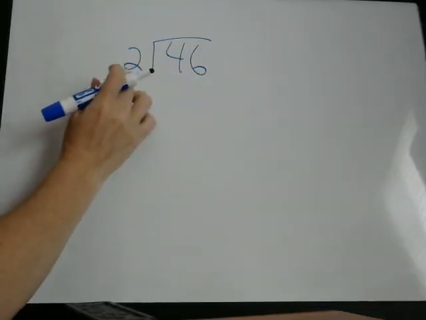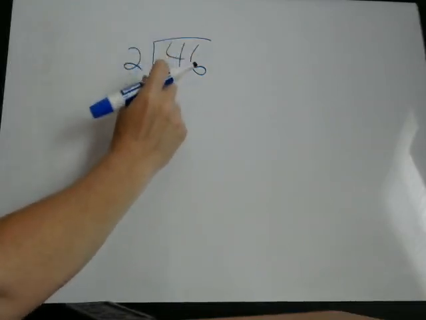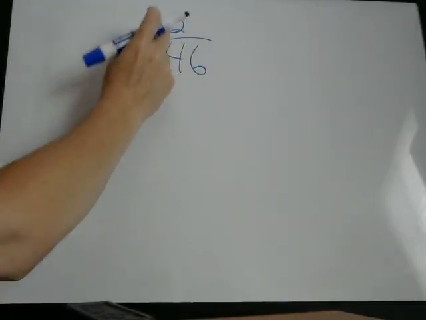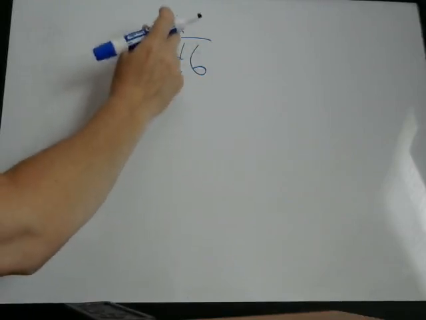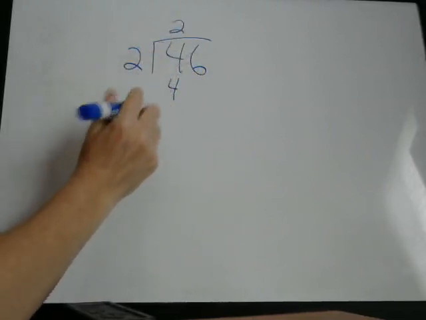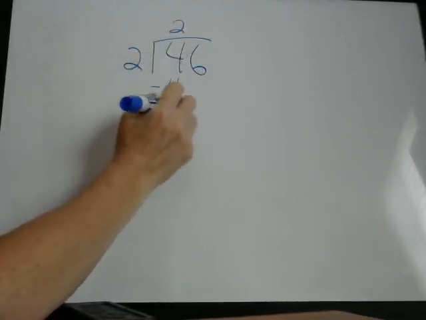So we're just going to look first at the 4. How many times does 2 go into 4 without going over? Well, 2 can go into 4 2 times. So just above the 4, we write 2, our answer. Then we do a multiplication. 2 times 2 is 4, so we write that below our 4. And then we do a subtraction. 4 minus 4 equals 0.